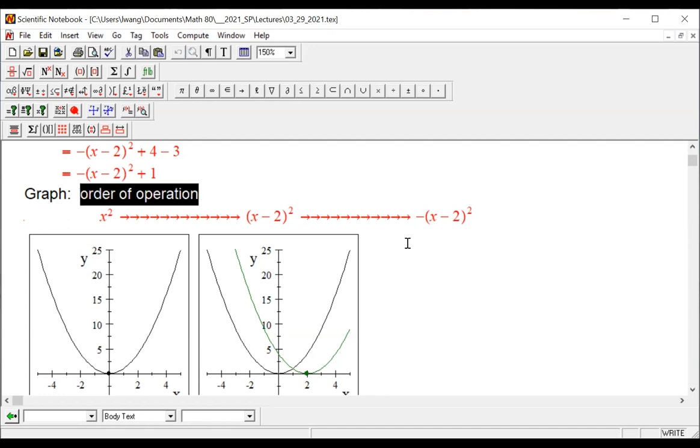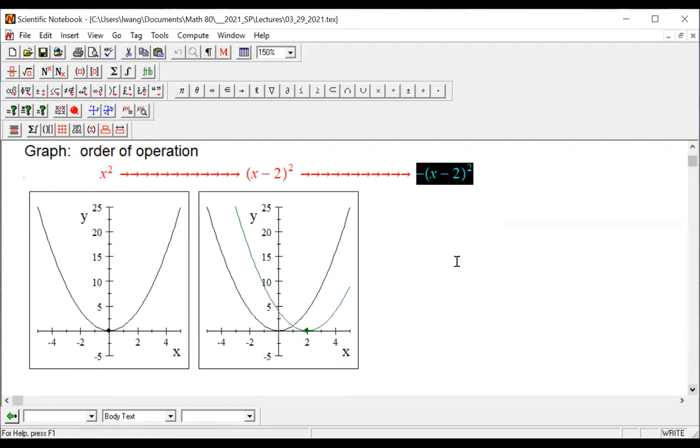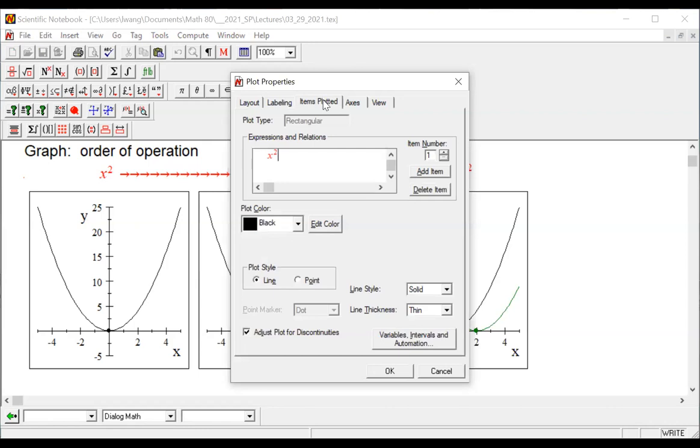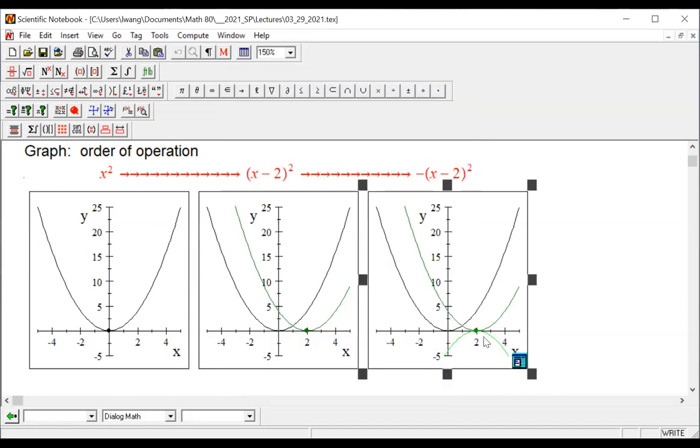By order of operation, next we're gonna flip over because we have an x minus 2 squared, and we put a negative sign in front of it. So when we do that, what do we get? And this picture will flip over. Negative sign, x minus 2 squared, and flip. Okay, it's not the final step yet. So I'm gonna make a brighter green and flip over.